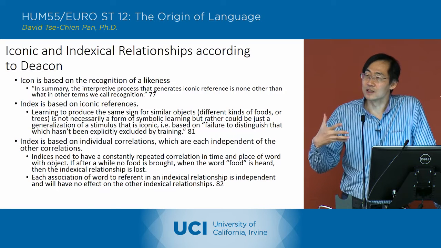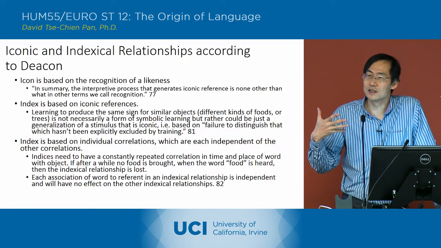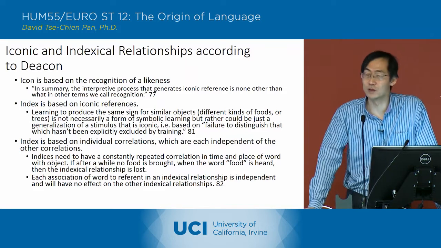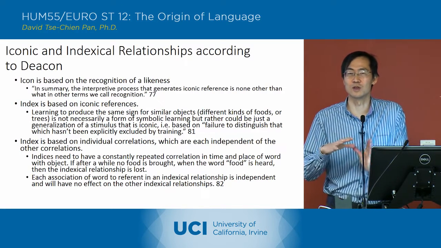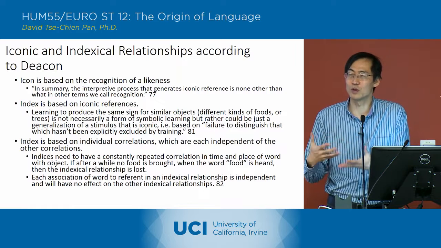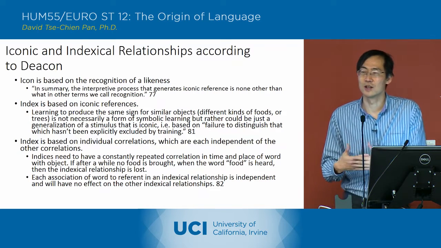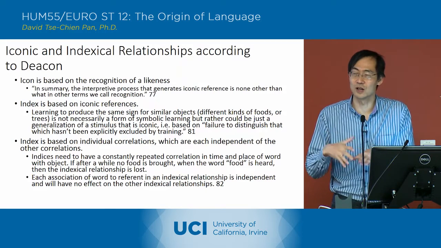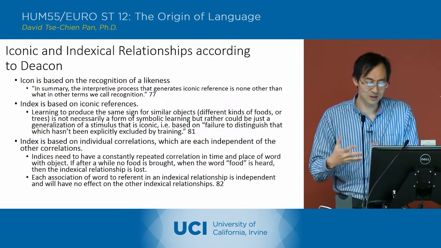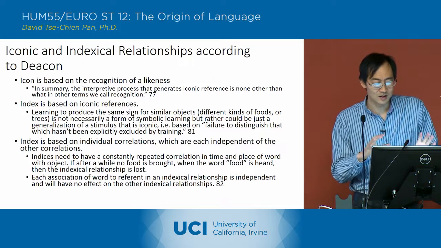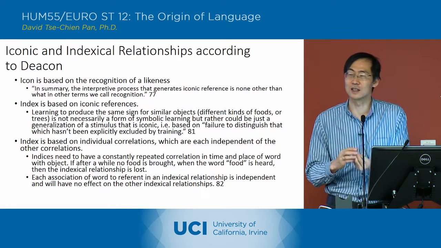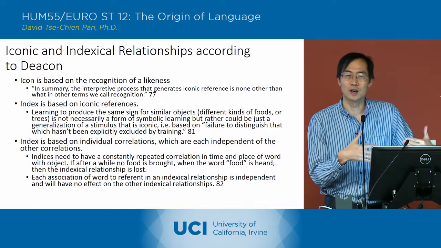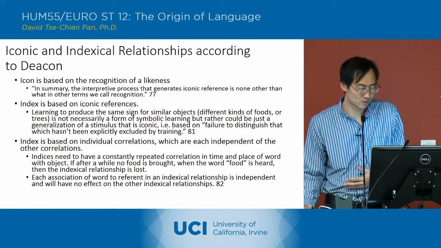He also indicates then that index depends upon iconic references, that in order to come up with an indexical association, you need to be conscious of similarities. And I'm going to get to some details of that in a moment, but just to hold on to that idea that the index relationship depends upon a collection of iconic relationships.